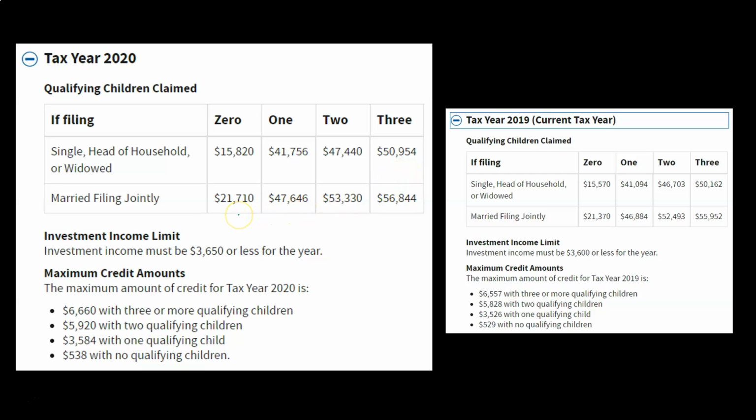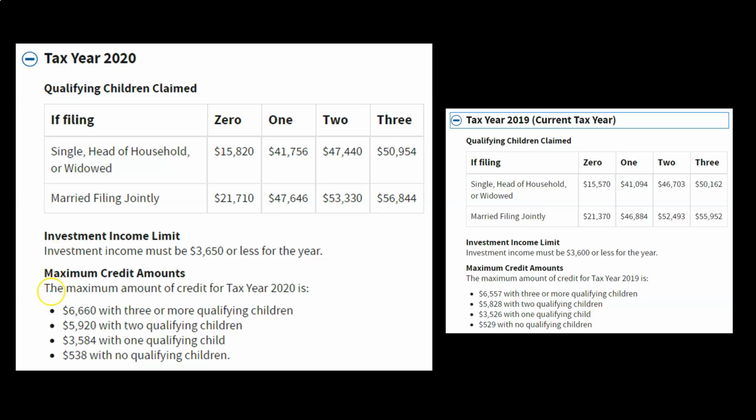And if you're married filing joint, then 0 qualifying children, AGI 21,710. 1 qualifying child, then 47,646, and 2 qualifying children, 53,330, and then 3, 56,844. Investment income limit is now at 3,650.